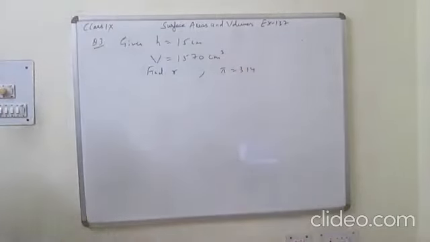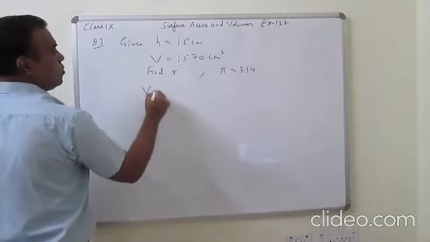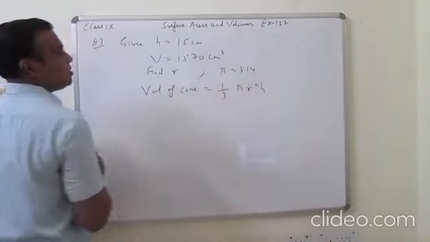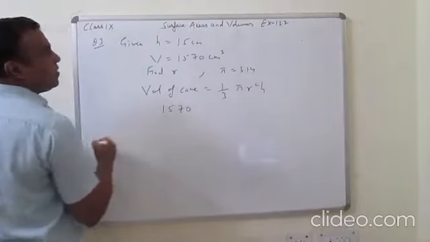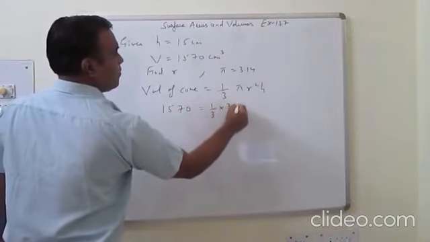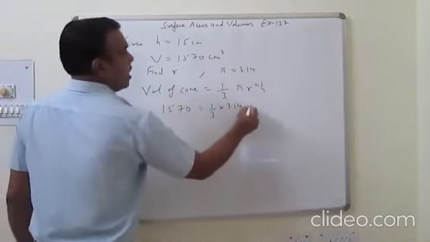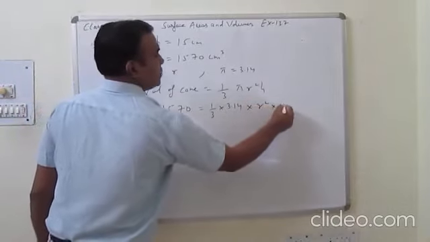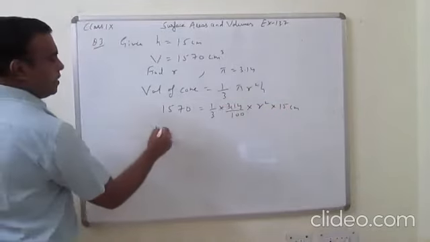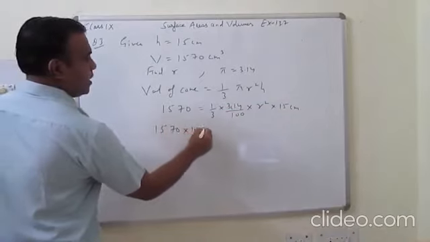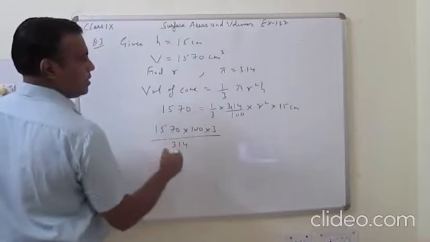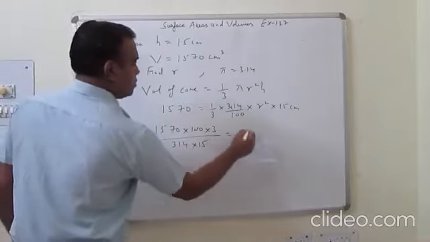Now we know that volume of cone कितना होता है? 1/3 pi r square h. What is volume is given to you 1570. Units are same. 1/3 into 3.14. It is given to you. r is don't know and height is 15 centimeter. Now this decimal will remove. Cross multiplied: 1570 into 100 into 3 upon 314 into 15 is equal to r square.